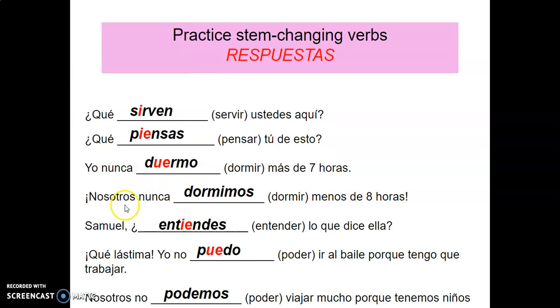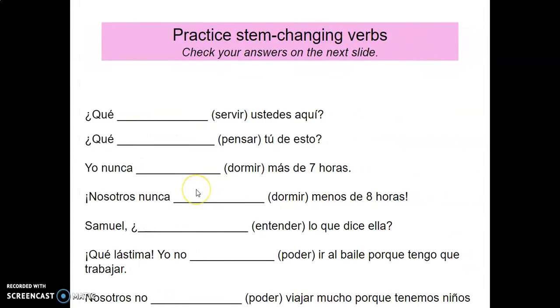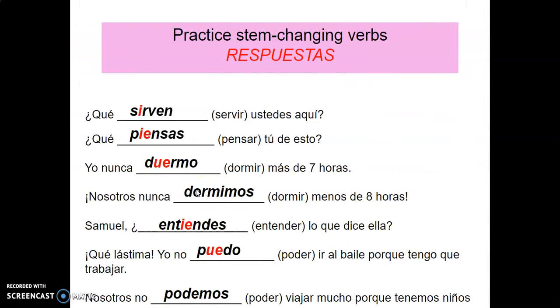Duermo. Nosotros nunca dormimos menos de 8 horas. Okay? Perdón. We never sleep. So now we're using the nosotros form. Nosotros dormimos. No hay un cambio, right? It doesn't stem change. Nosotros dormimos menos de 8 horas.